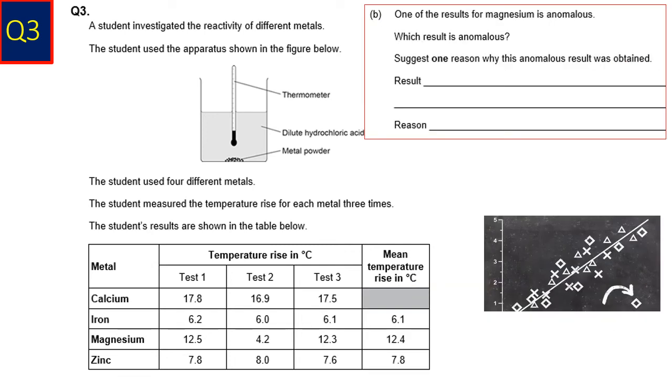Part B, one of the results for magnesium is anomalous. Which result is anomalous? Suggest one reason why this anomalous result was obtained. So an anomaly or anomalous result is an outlier. So looking at these 3 data points here, which one do you think stands out as being a bit of an outlier, not matching the pattern? And then I want you to think, well, why is it that number is so different? I can't make suggestions without telling you the answer, but have a think. What might have caused that number to be so much different to the other ones?